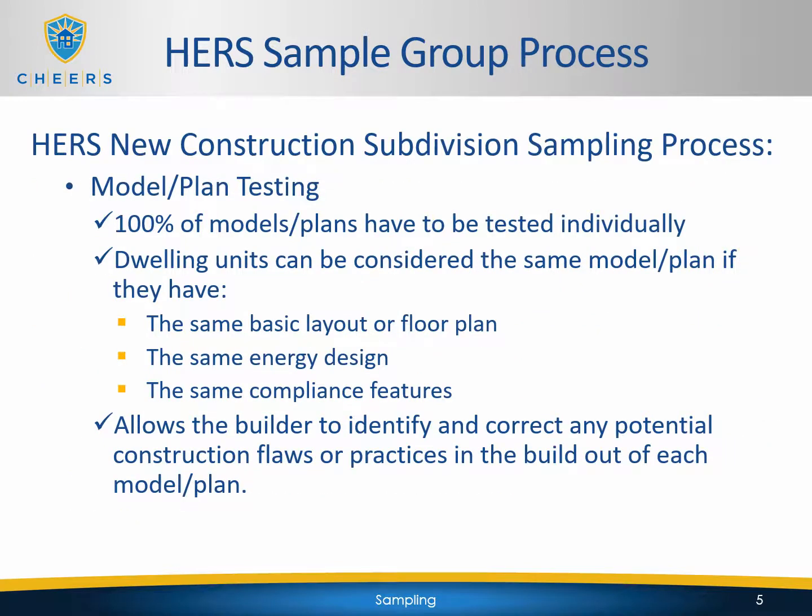So let's start by looking at new construction. There's a different process and different rules for new construction versus additions and alterations. On the new construction side, it's generally going to be done in a subdivision, and you'll understand why once we go through the rules associated with that. This is for those production builders where they have a lot of homes being built within the same subdivision, and it makes sense to do the sampling process.